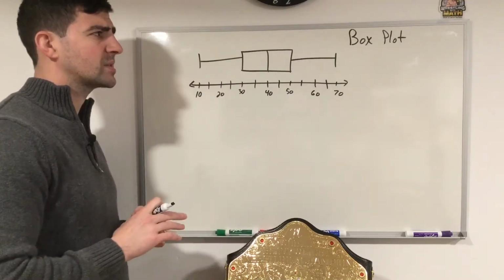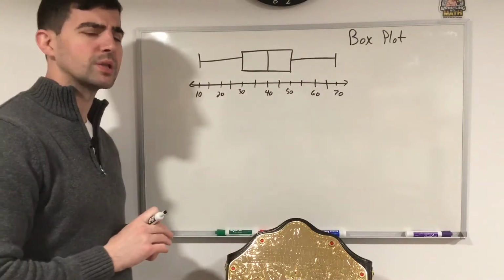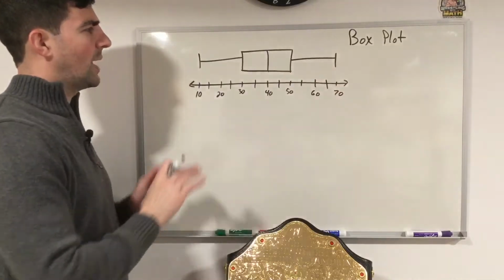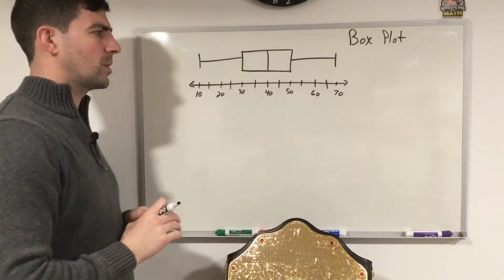Today we're going to continue with our statistics unit, and we're going to talk about box plots. We're going to analyze what a box plot looks like. Looking at this, we have a box here, we have some lines that go out of our box, and it's written on a number line.